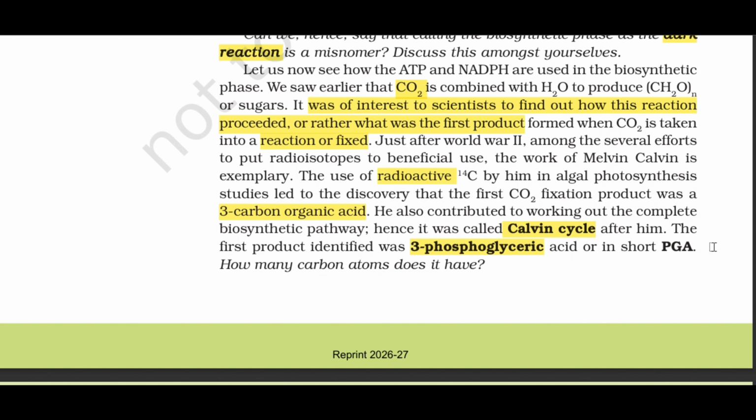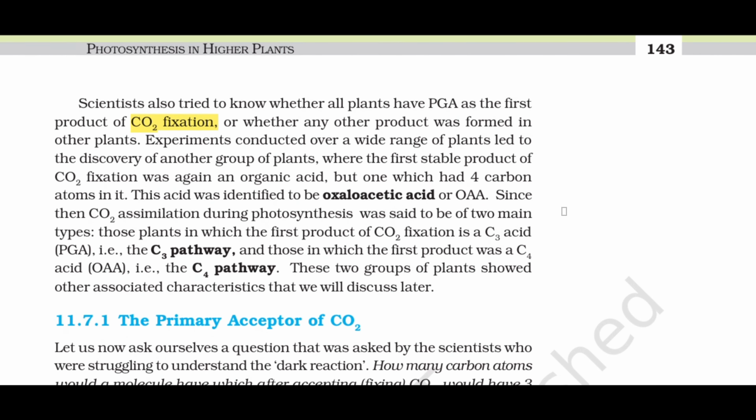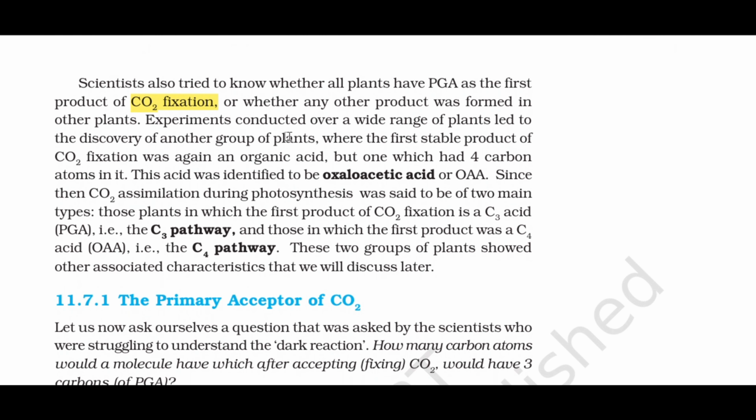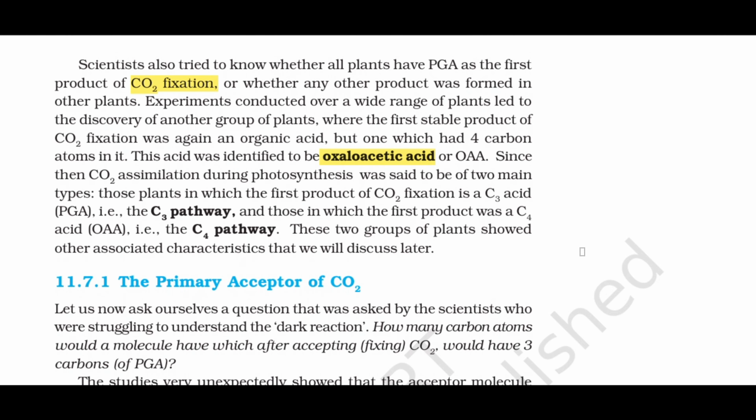Scientists also tried to know whether all plants have PGA as the first product of CO2 fixation, or whether any other product was formed in other plants. Experiments conducted over a wide range of plants led to the discovery of another group of plants, where the first stable product of CO2 fixation was again an organic acid, but one which had 4 carbon atoms in it. This acid was identified to be oxaloacetic acid, or OAA.